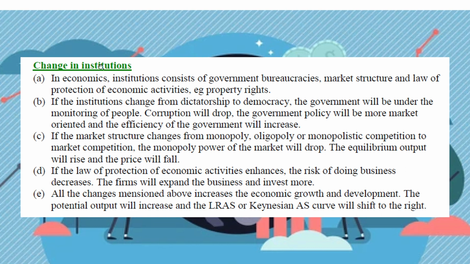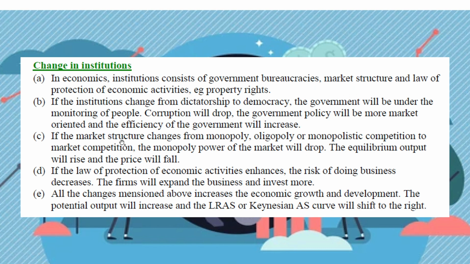And change in institution. What's institution in economics? Okay, you need to learn. In economics, institution consists of government bureaucracy, market structure, law of protection of economic activity, and property rights. Okay, lots of things. The law, government, and the market structure. If the institution changes from dictatorship to democracy, the government will be under the monitor of people, right? So the corruption will drop. Okay, so the government policy will be more market oriented, and the efficiency will increase.